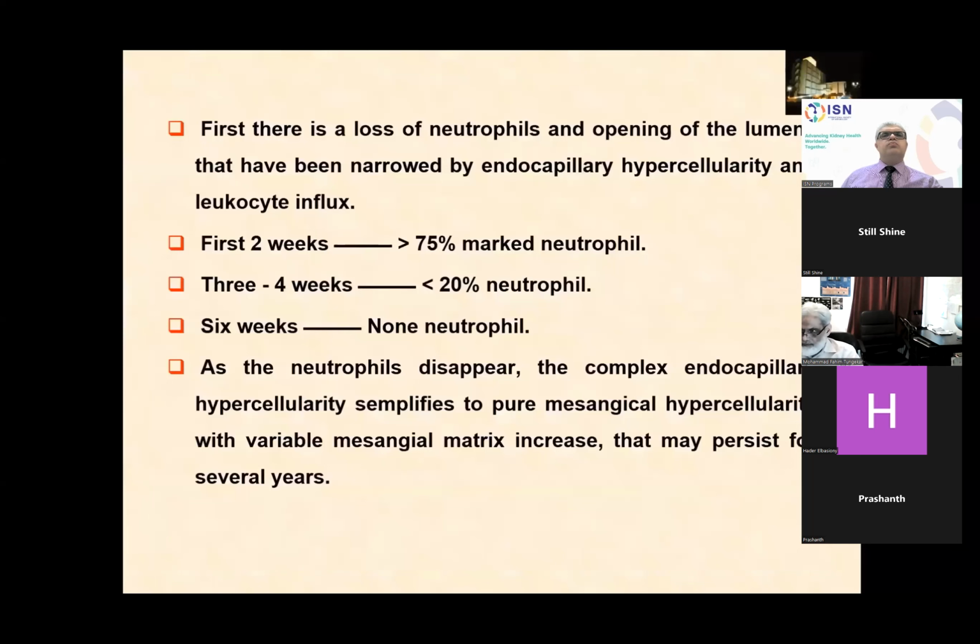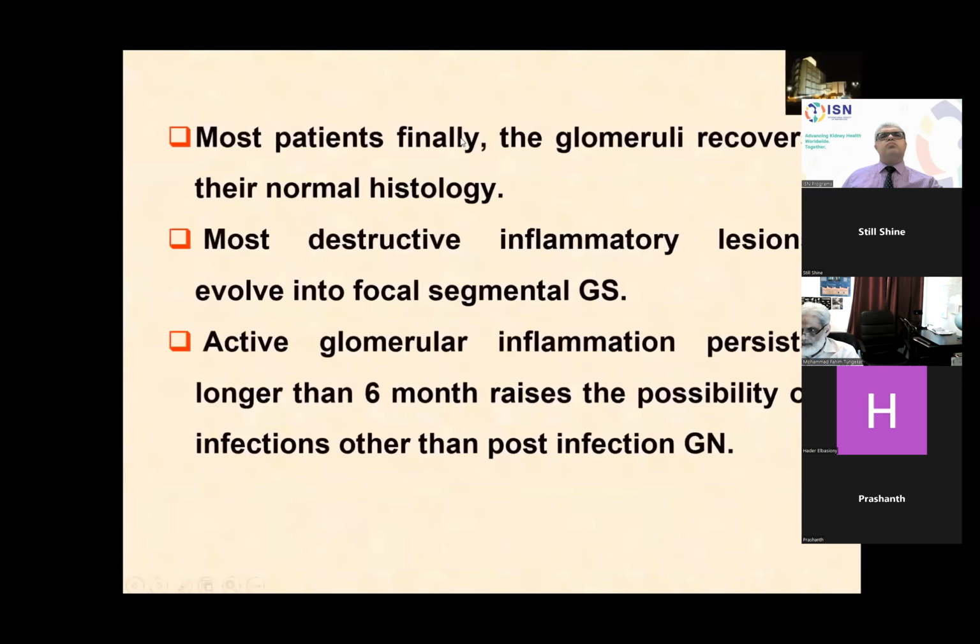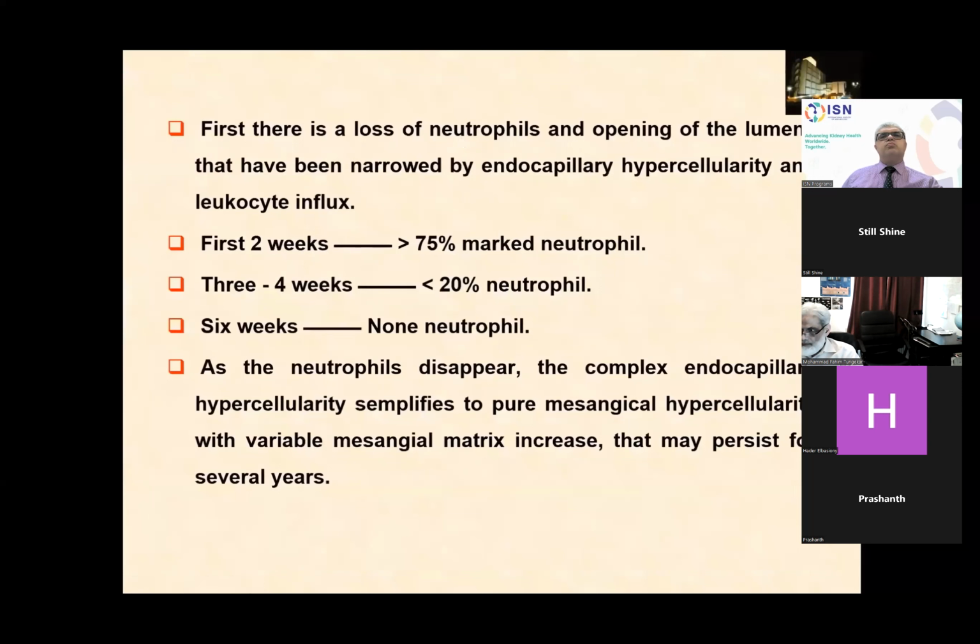In the course of post-infection, first there is a loss of neutrophils and opening of the lumen that was engorged and occluded by numerous neutrophils, narrowed by endocapillary hypercellularity and the leukocyte influx. In the first 2 weeks of the course, most of the endocapillary hypercellularity was composed of neutrophils, 75%.